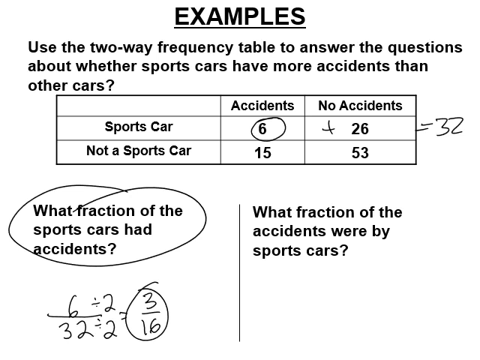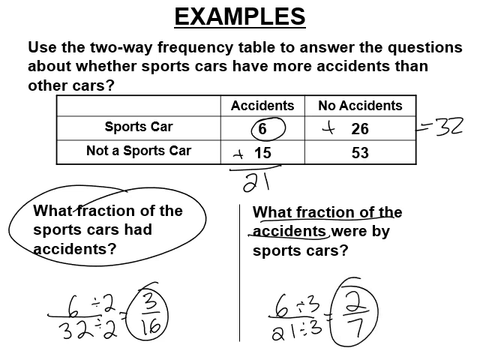What fraction of the accidents were by sports cars, right? Sort of seems like the same question, but it's not. What fraction of the accidents? So we need the total for accidents. When you add down, right? There were 21 accidents. 6 were by sports cars, 15 by not sports cars. So 6 out of 21 were by sports cars. Something's still wrong with that. So 2/7 of the accidents were by sports cars. So most accidents don't involve a sports car, right? 2 out of the 7 did.